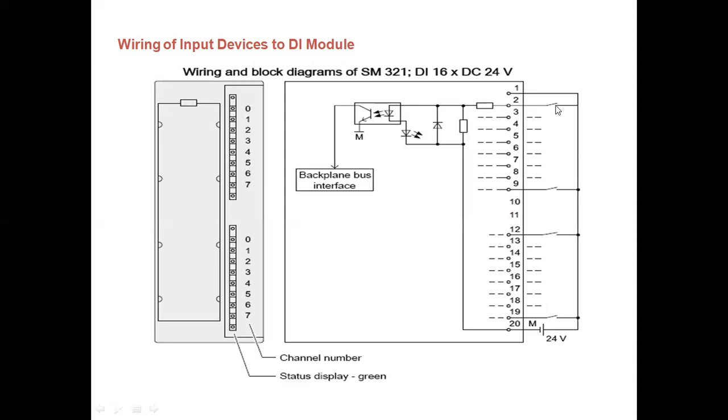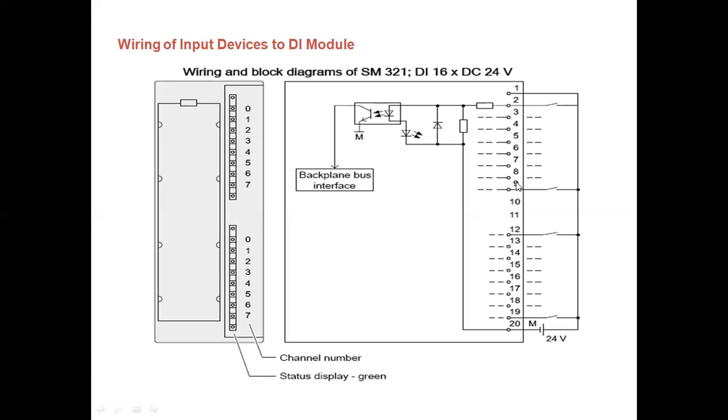Means what happens here, the switch is open right now. When you operate the switch, that 24 volt DC supply is entering into the module, right? So like this, all the inputs are connected here at the positive end. So we are getting the signal through this input. When the supply is entering into the module, we get that signal.